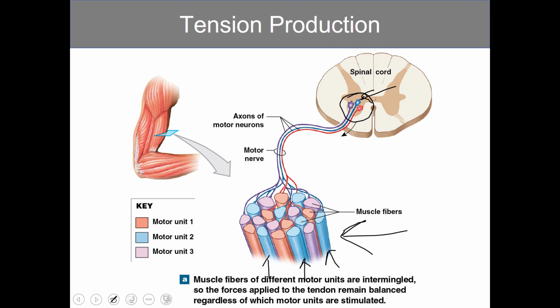And all of the red skeletal muscle fibers are controlled by the red motor neuron, and then likewise the purple are controlled by the purple motor neuron. So we have motor units 1, 2, and 3, and remember a motor unit, again, is nothing more than a single motor neuron and all the muscle fibers that it synapses with. So this is what we have in our muscle.